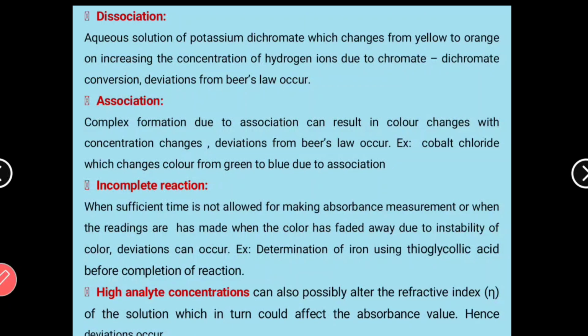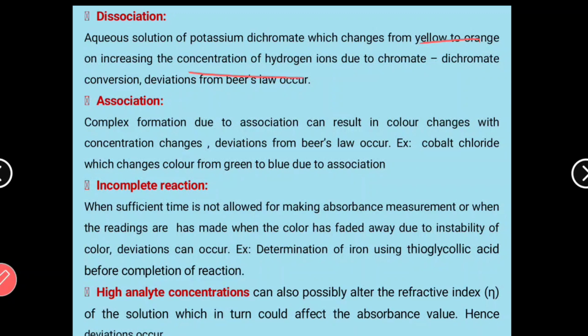Second one, dissociation. Aqueous solutions of potassium dichromate change from yellow to orange on increasing the concentration of hydrogen ions, caused by chromate to dichromate conversion. If we are not observing this change, that is chromate to dichromate conversion, then deviations from Beer's law occur.